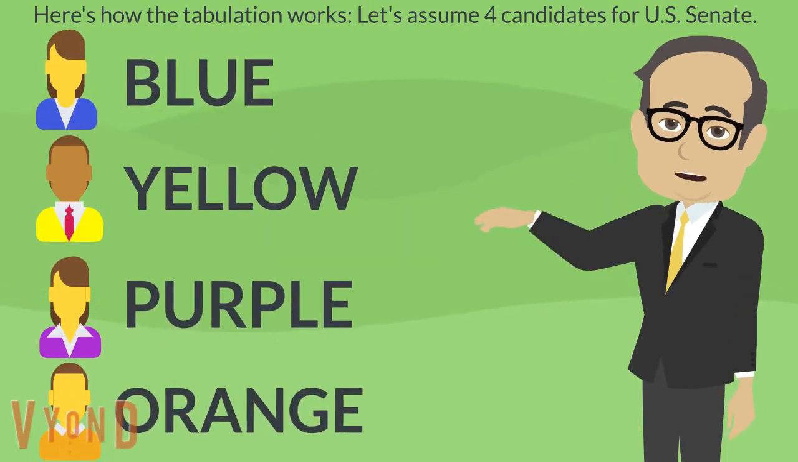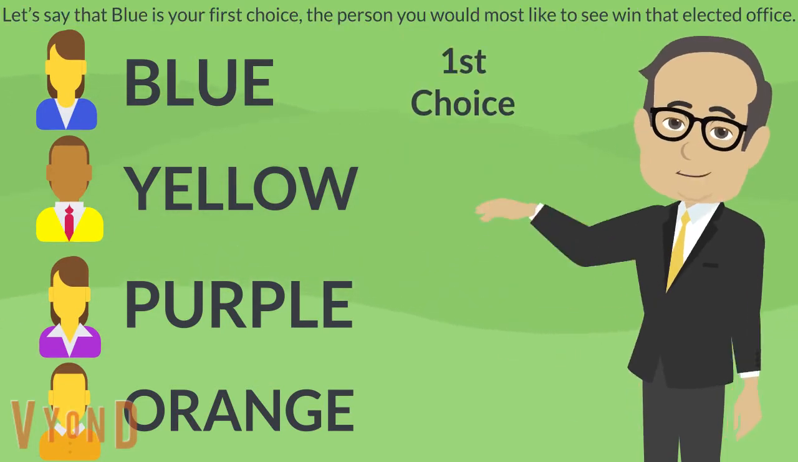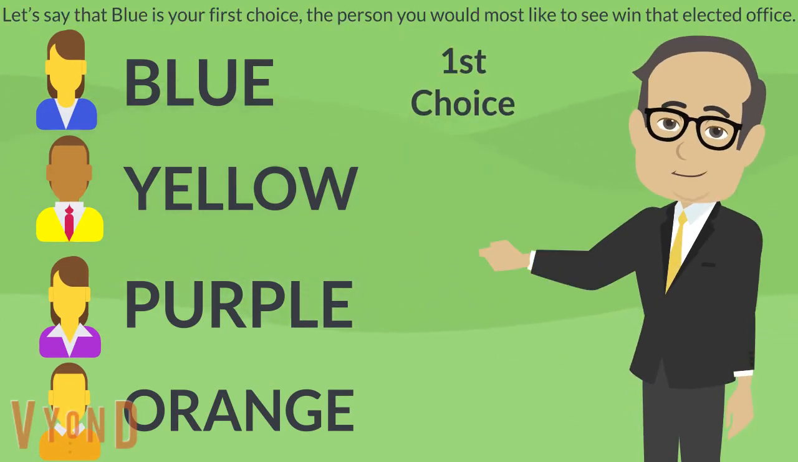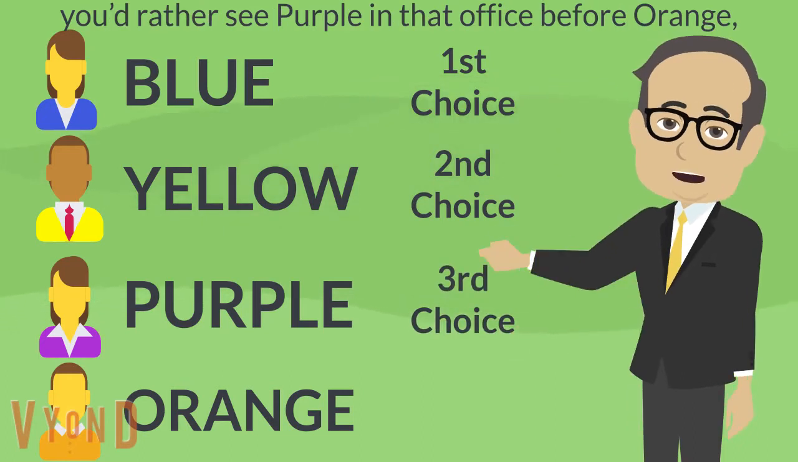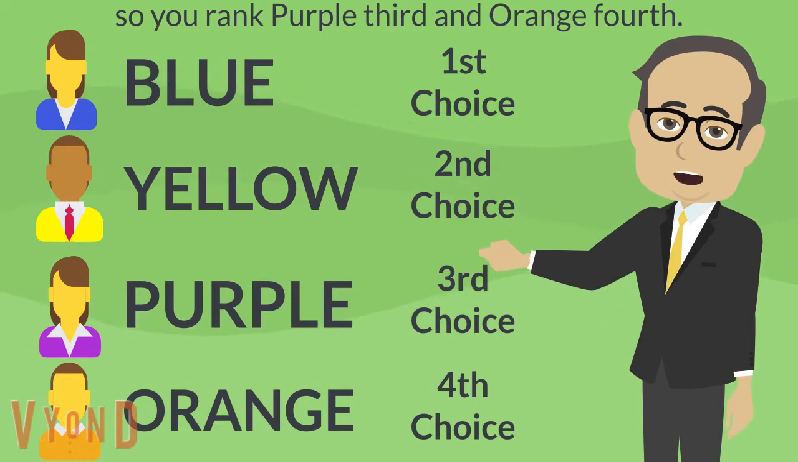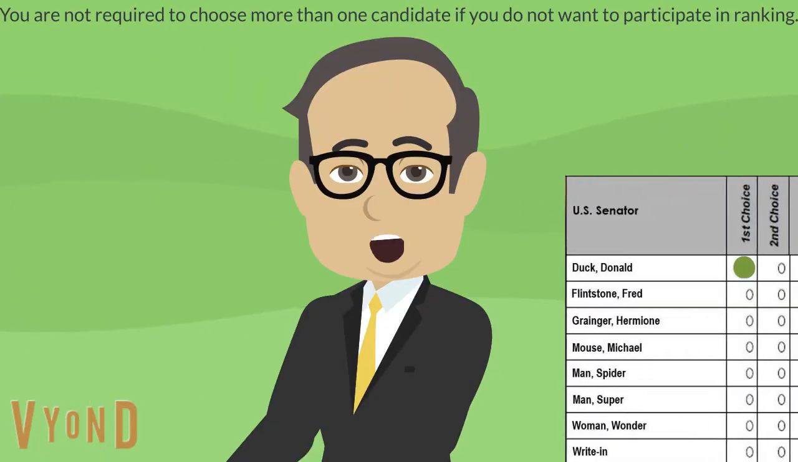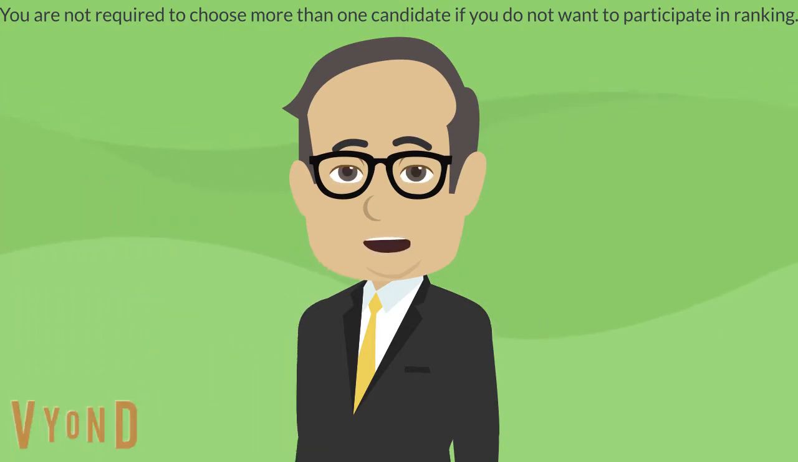Here's how the tabulation works. Let's assume that there are 4 candidates for the United States Senate. Let's say that blue is your first choice, the person you would most like to see win for that elected office. Yellow is your second choice, and if neither of them can win, you'd rather see purple in that office before orange. So you rank purple third and orange fourth. You are not required to choose more than one candidate if you do not want to participate in ranking.